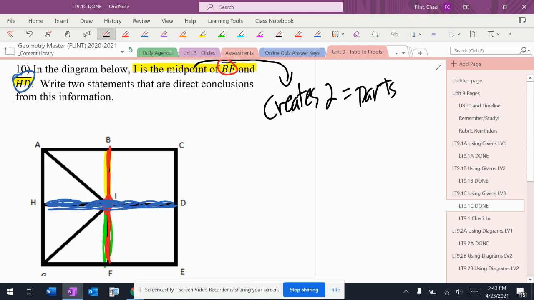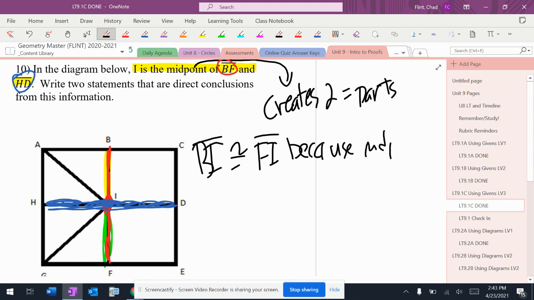Doing things out of order here. Midpoint creates two equal parts. So the blue line and the red line are both cut into two equal parts because it says I is the midpoint of each one. You have to be very specific with midpoint and say what it is the middle of specifically. So I'm going to say that BI is congruent to FI because, sorry, I used to do this arrow thing. All right, I'm writing better English now.